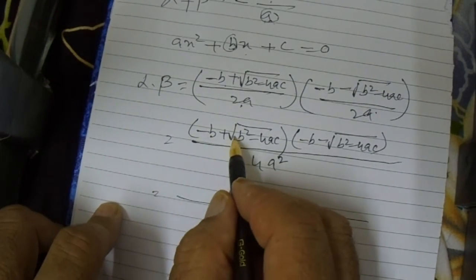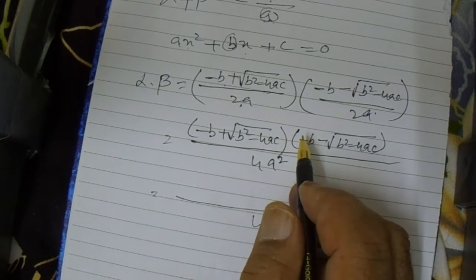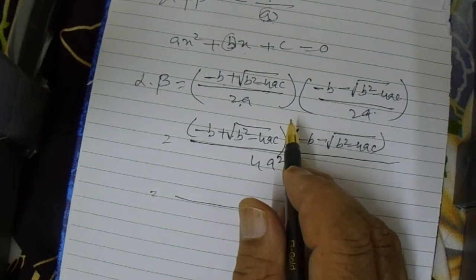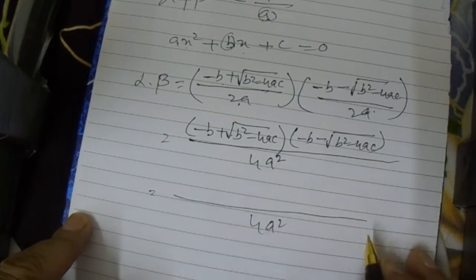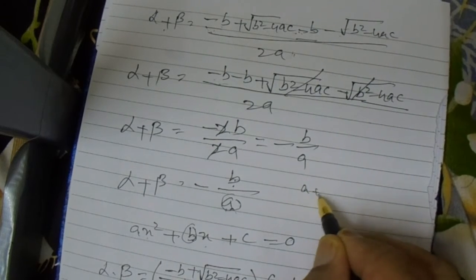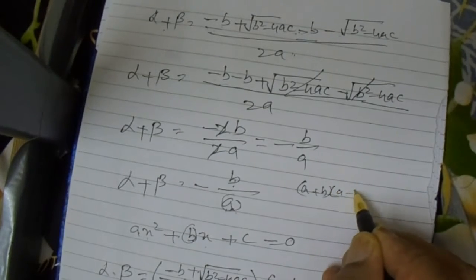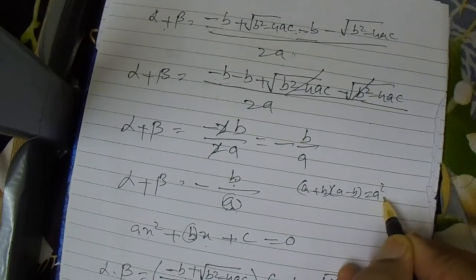Now this is a plus b and a minus b. We use the formula: a plus b into a minus b is equal to a square minus b square. Now we use this formula here.